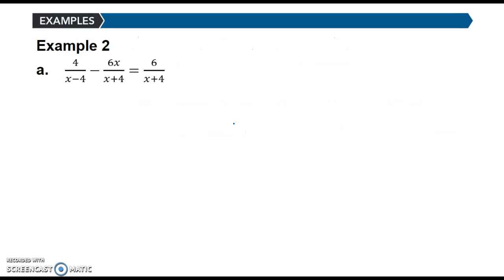So looking at it, it doesn't look any different. We have 4 divided by x minus 4 minus 6x divided by x plus 4 equals 6 divided by x plus 4. The denominators can't be factored, so we find our restrictions, which come from setting each denominator equal to 0. X minus 4 is equal to 0 when x is equal to 4. And then x plus 4 is equal to 0 when x is equal to negative 4. So our restrictions are that x cannot be plus or minus 4.